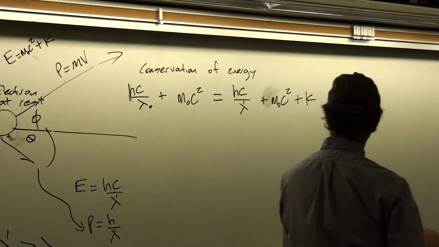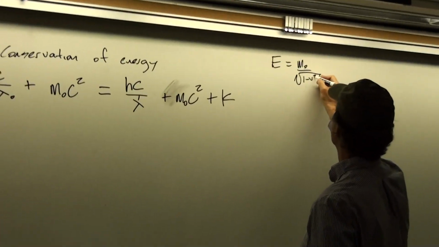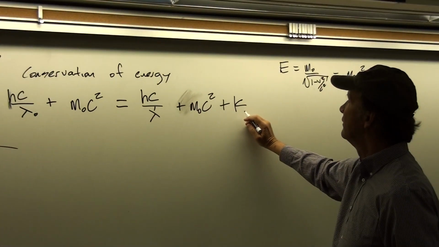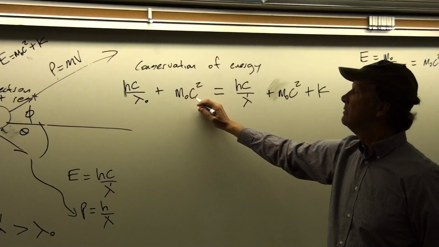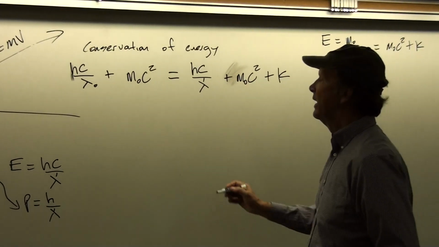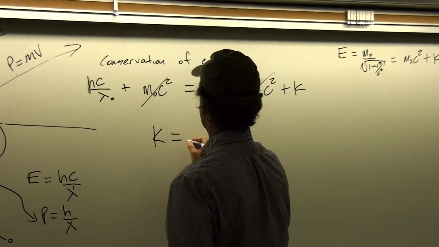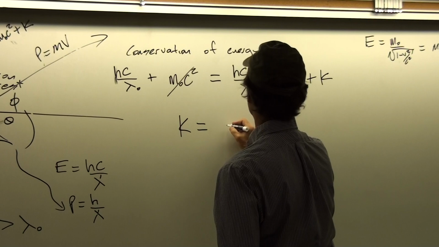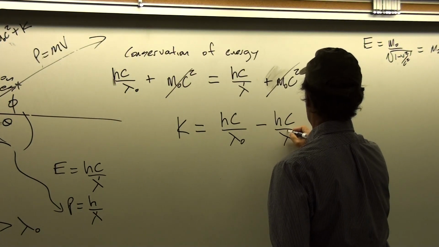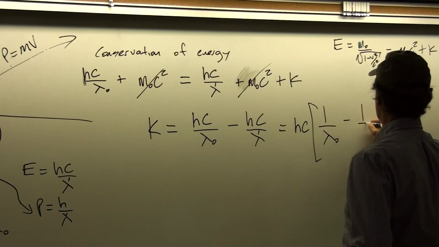Remember that the total energy of the electron, E, is equal to m naught divided by the square root of 1 minus v squared over c squared, or m naught c squared plus K. So here I'm writing this in terms of m naught c squared, because that is what I had for the rest energy before the collision between the photon and the electron. So the m naught c squareds cancel out, and this gives me the kinetic energy of the electron after the collision, equal to hc over lambda naught minus hc over lambda prime. Or that's hc times 1 over lambda naught minus 1 over lambda prime.